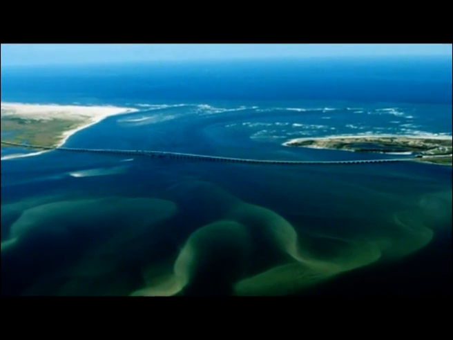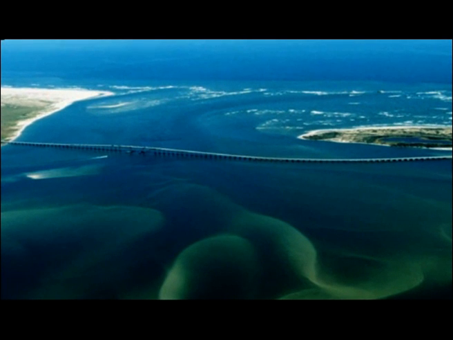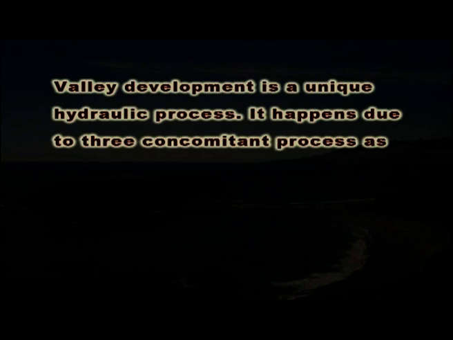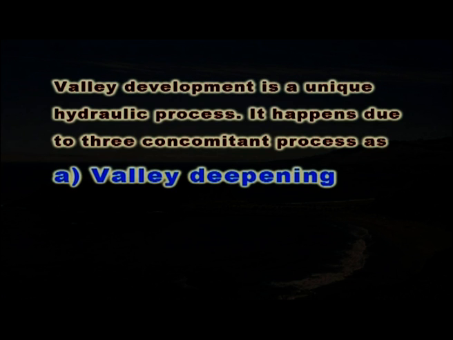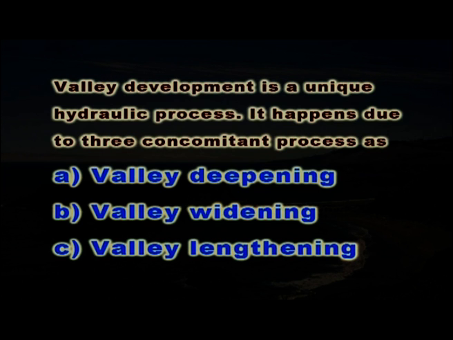The horizontal distance measured in the cross section in a linear depression between two adjacent uplands is known as its width. The slope of a valley for a given reach refers to the difference in elevation between the upstream end and a point of reach along the downstream end. Valley development is a unique hydraulic process. It happens due to three concomitant processes: valley deepening, valley widening, and valley lengthening.